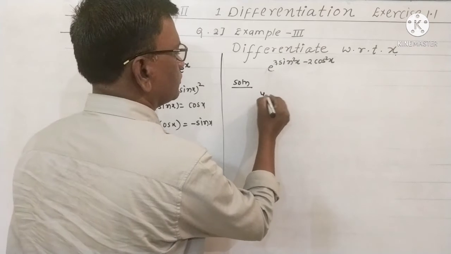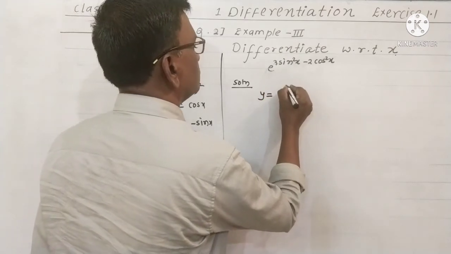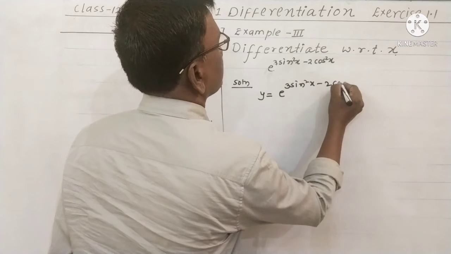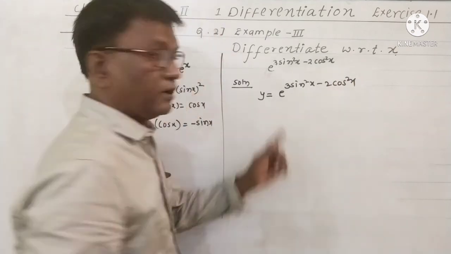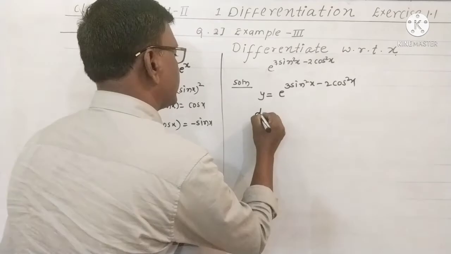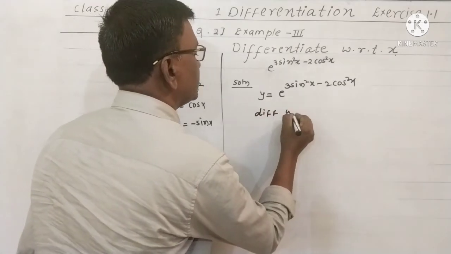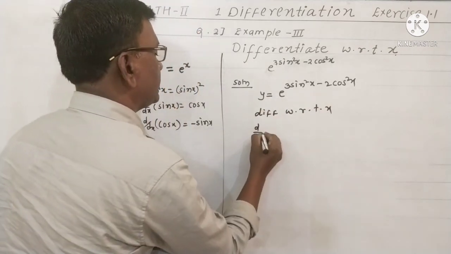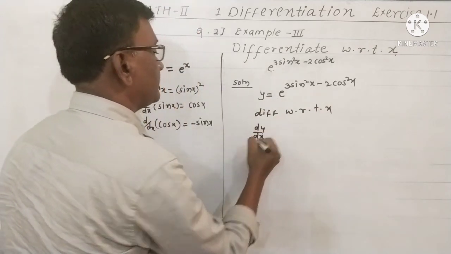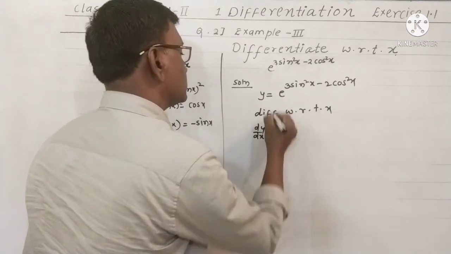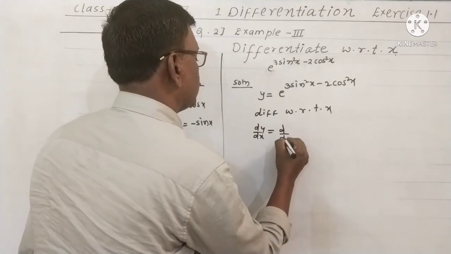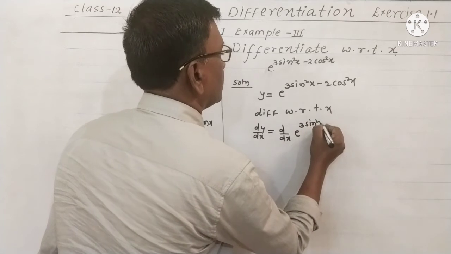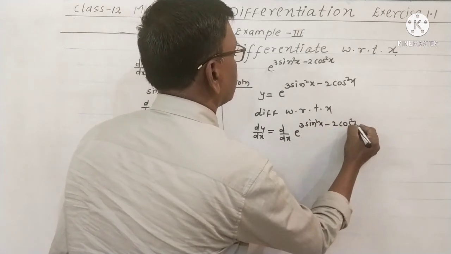Consider this example: y is equal to e raised to 3 sin square x minus 2 cos square x. Differentiate with respect to x. We have the derivative d by dx of y, which means dy by dx. Differentiate means to find the derivative. d by dx of e raised to 3 sin square x minus 2 cos square x.